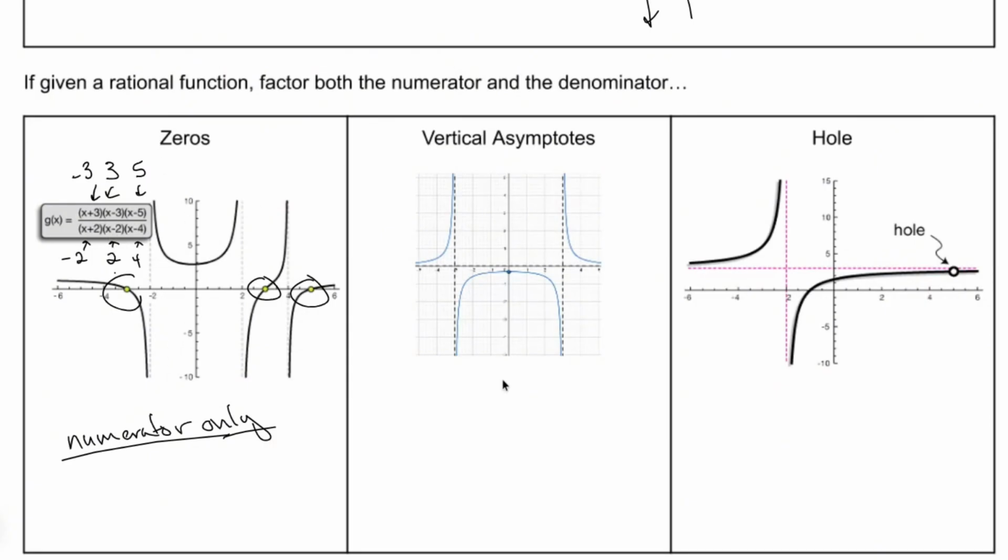Now, vertical asymptotes are when you have unique factors that exist in the denominator only.